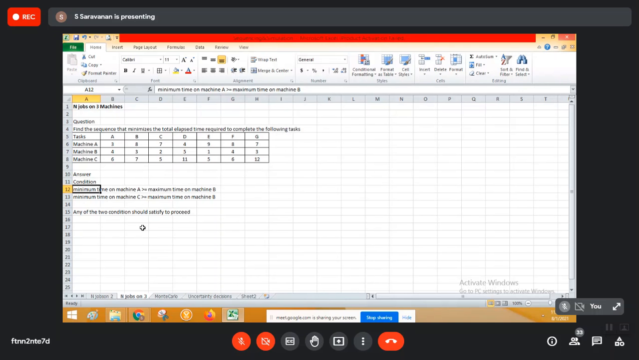Any one of the two conditions should be satisfied. Not both; any one of the conditions is more than enough. If both are correct, no problem. Even if one is correct, no problem. If both the conditions fail, this problem cannot be proceeded. This is for the person who just raised a question a few minutes back.